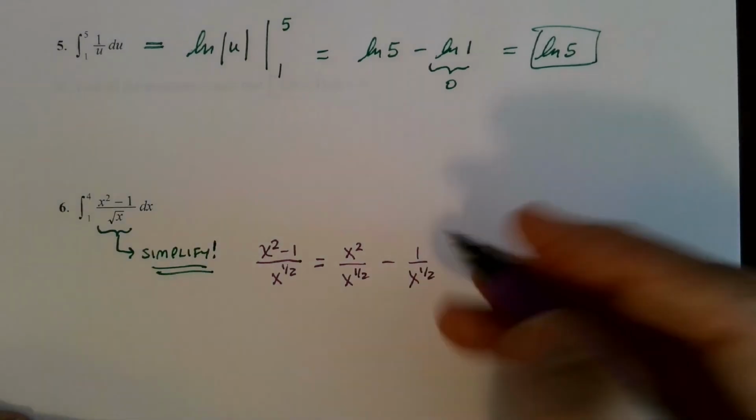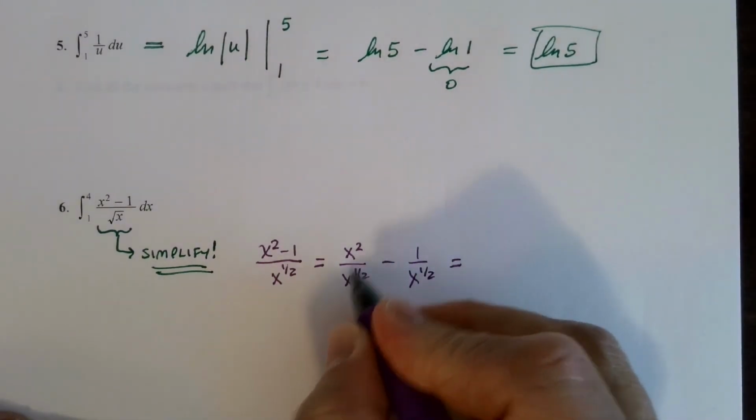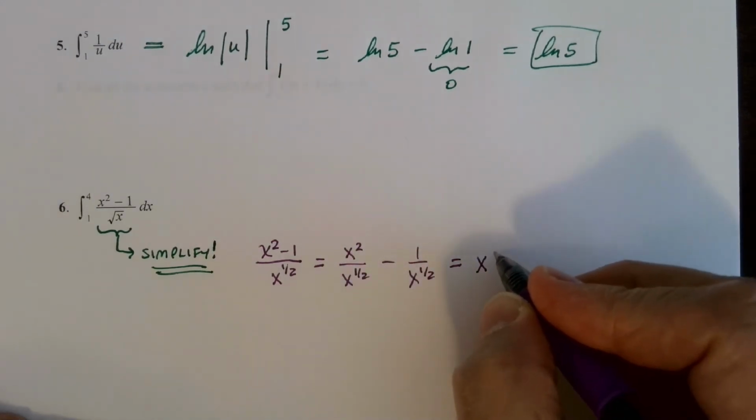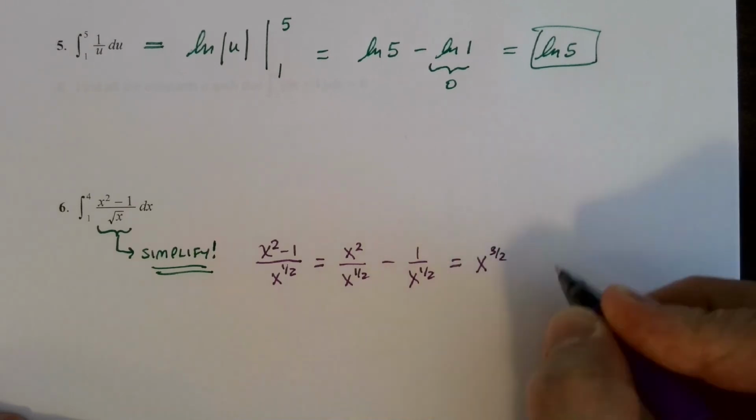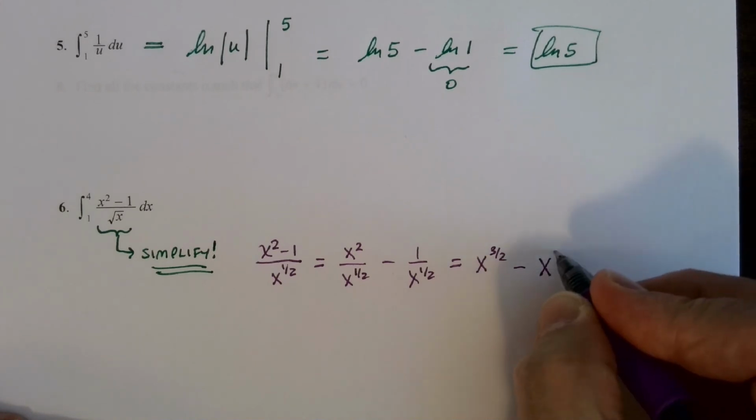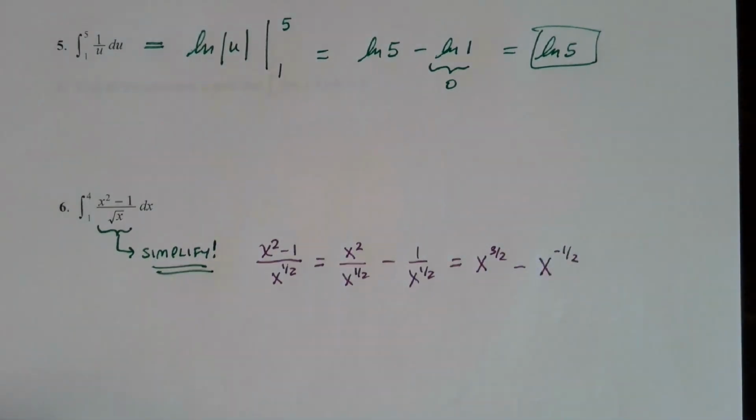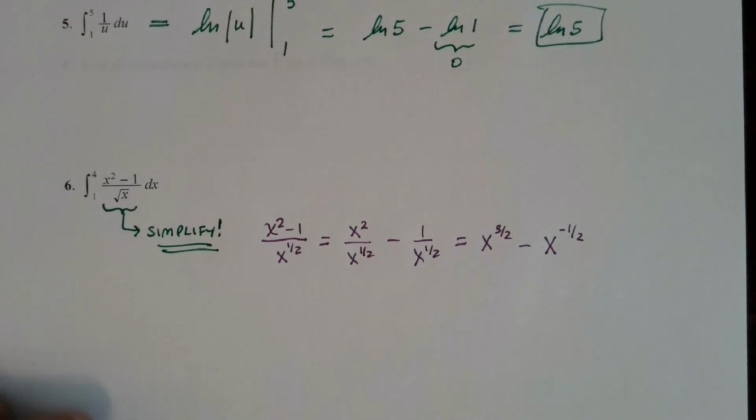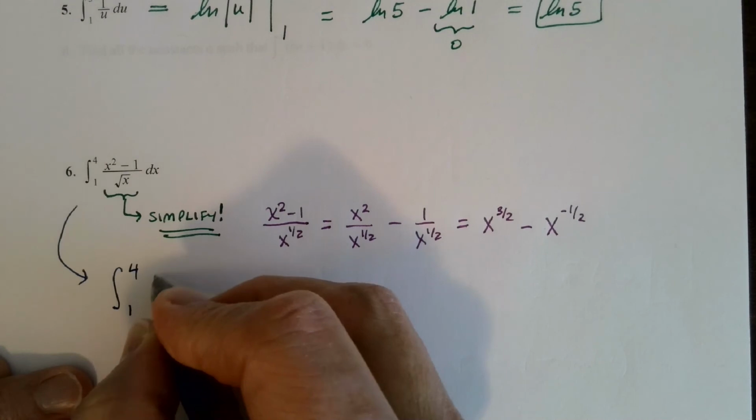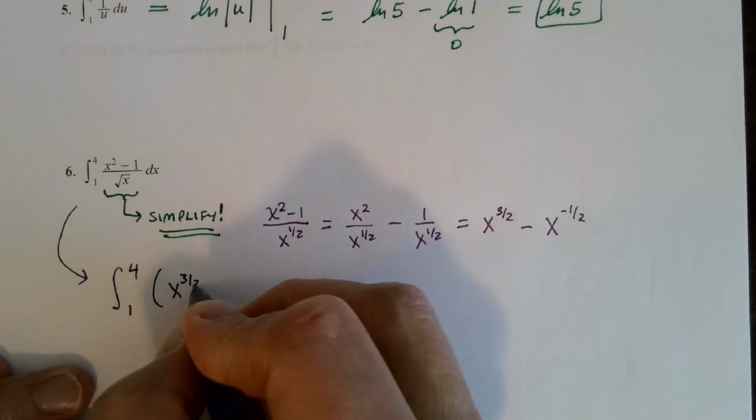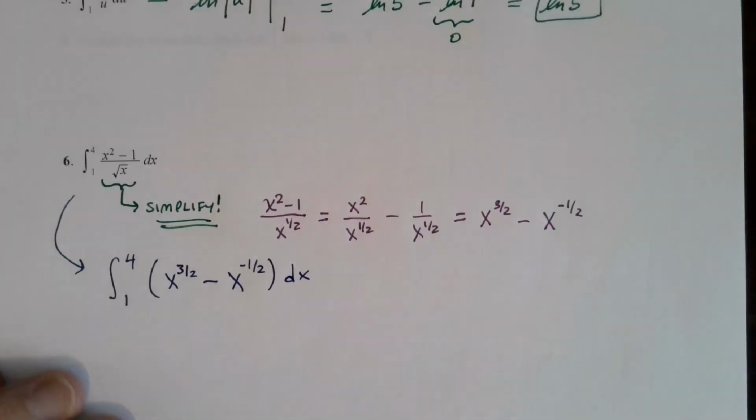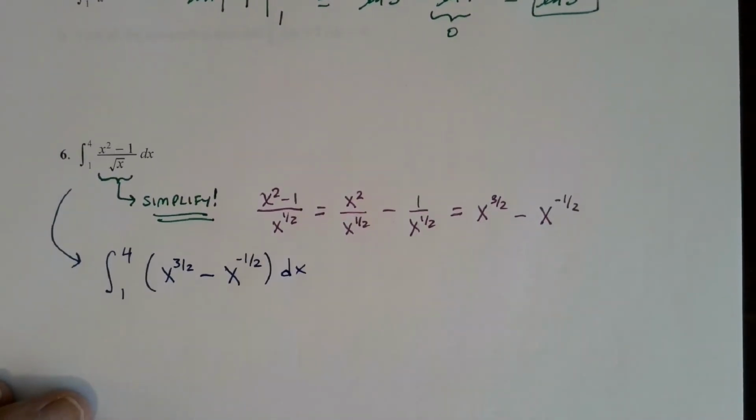And then I'm going to simplify each term by what? Dividing, I subtract the exponents, I get x to the 2 minus 1/2 is 3/2 power. And then this is 1 over x to the positive 1/2 is what? X to the what? Negative 1/2 power. And so this becomes the integral from 1 to 4 of x to the 3/2 power minus x to the negative 1/2 power. All right. So that's the trick, is to rewrite it. Now we can find the antiderivative.